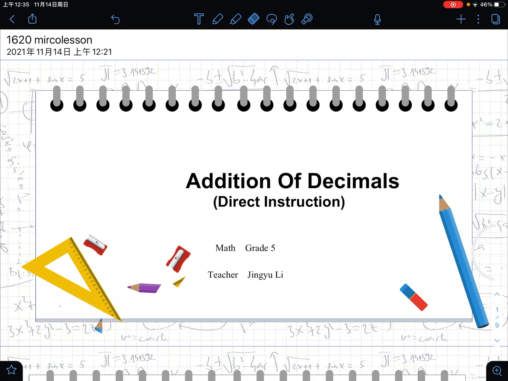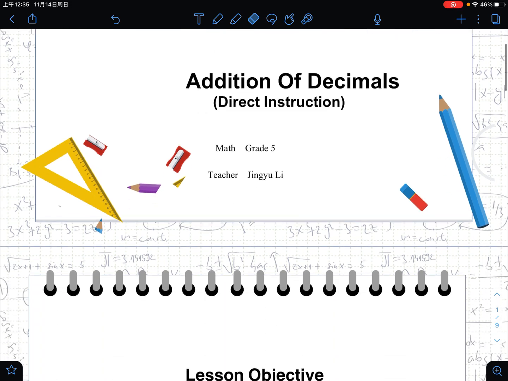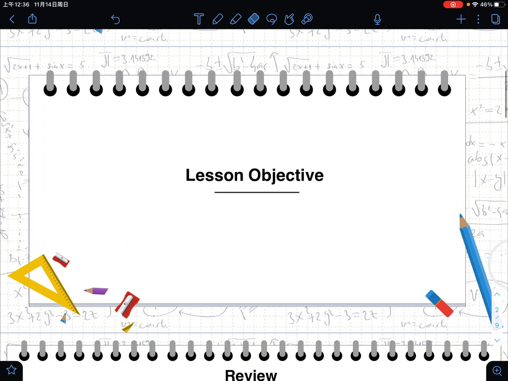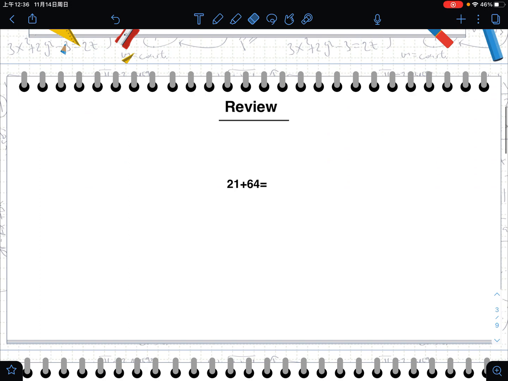Hello everyone, today I will follow the direct instruction to teach the addition of the decimals. In this lesson, we will learn how to use vertical form to calculate the addition of the decimals and what you need to pay attention to in the calculation process.